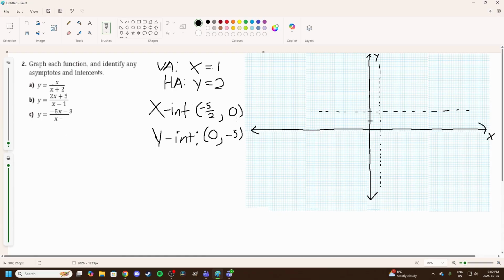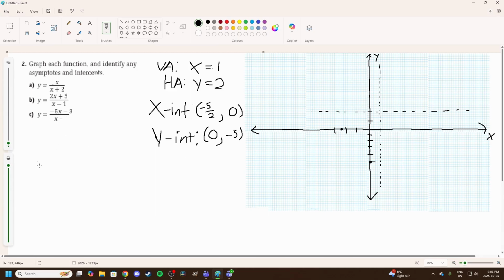Oh, and of course, we need to include our x-intercept, so negative 5 over 2. So that's around here. Maybe a little off, but, you know, as long as it's roughly accurate. And then here, at x equals 0, y equals negative 5, that's our y-intercept.